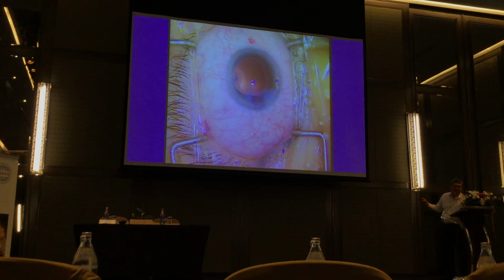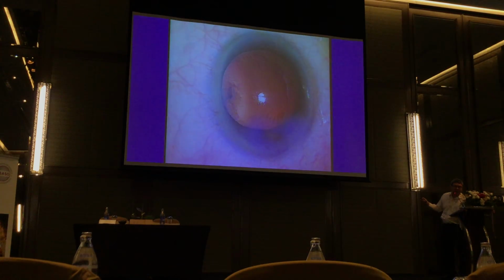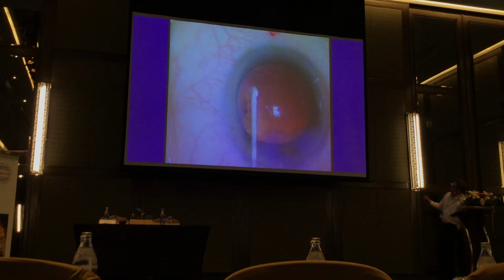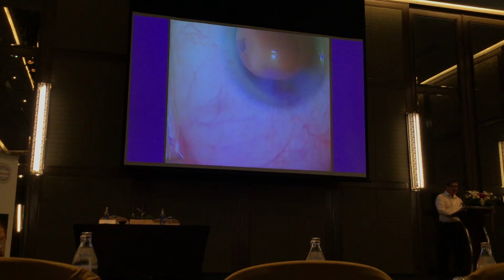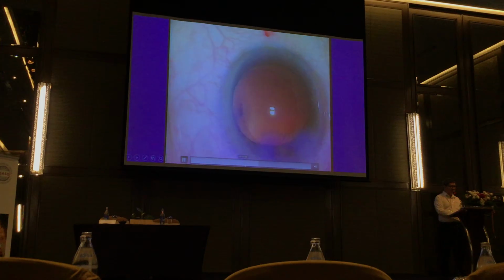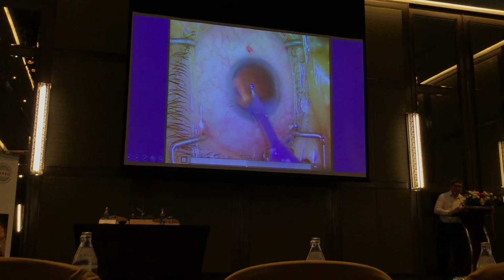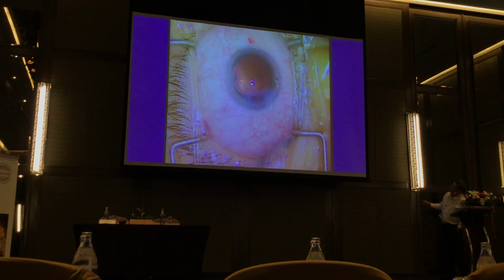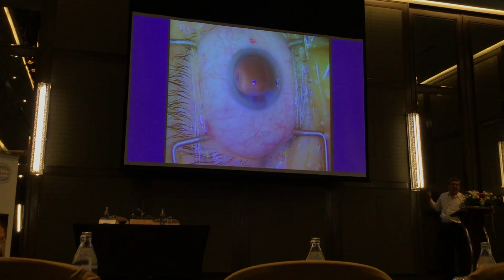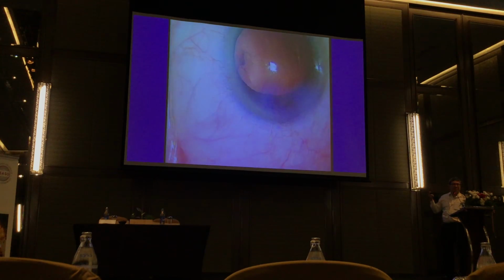Did you see that? What happened? Anyone? Did you see what happened? I'll give you an action replay if I can. Okay, so here at the end, let's watch that. Posterior extension of a radial tear.